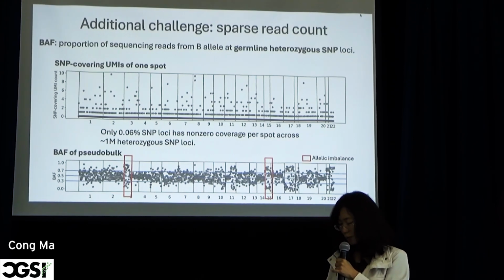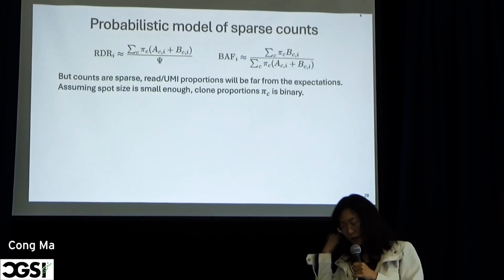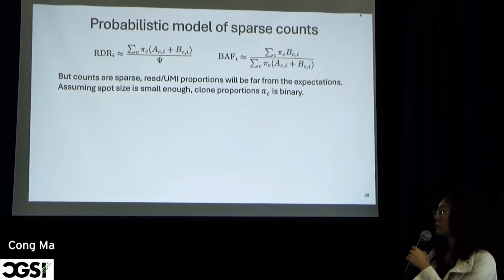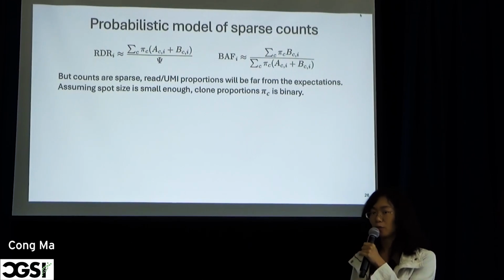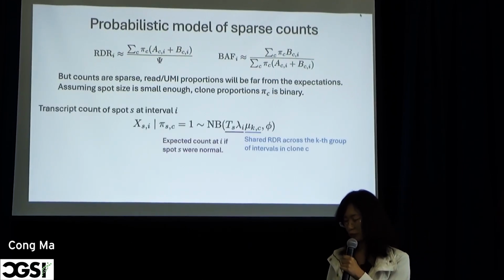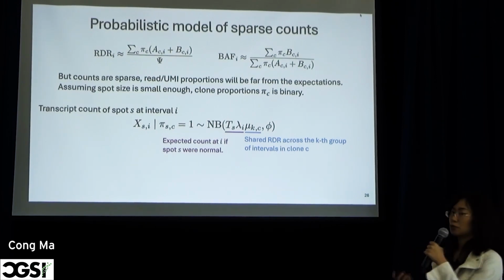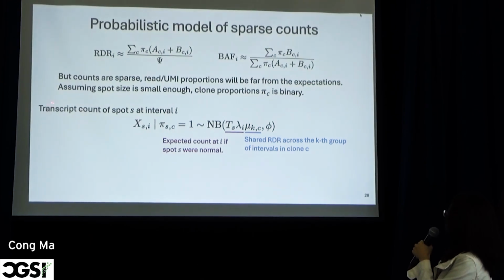And so we need to do something special to handle the sparsity of the spatial transcriptomics data, and specifically all the ratios. We cannot use ratios anymore, and instead we resort to count-based probabilistic distributions to directly model the counts rather than the ratios.